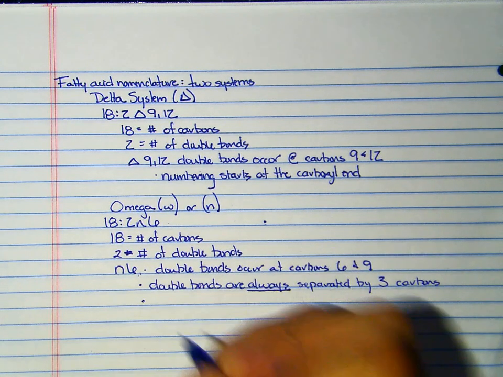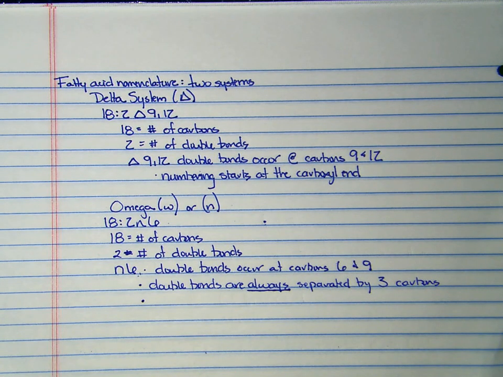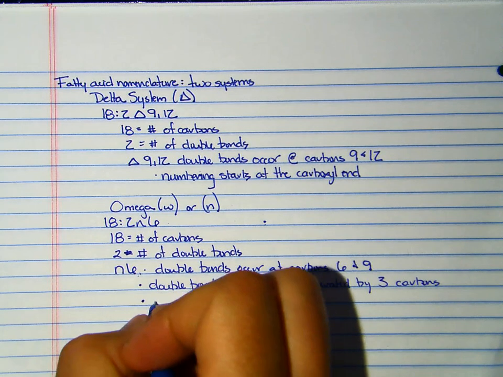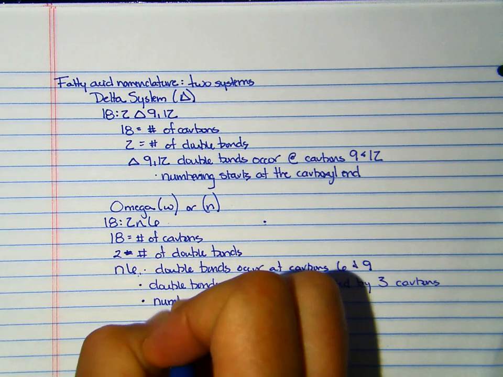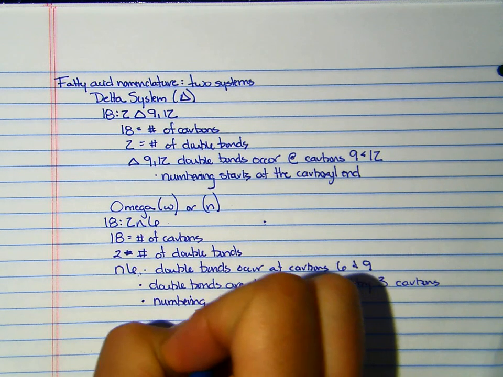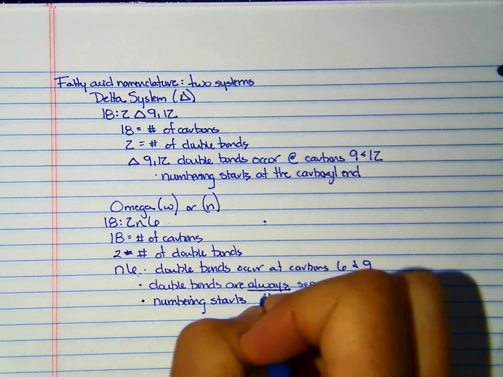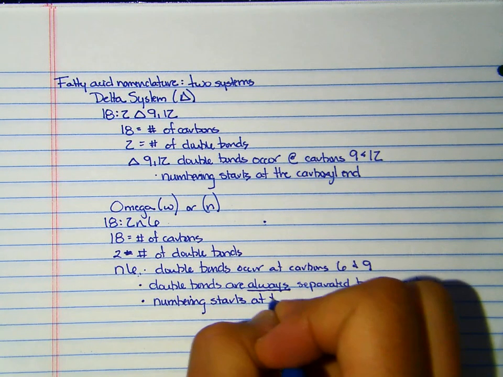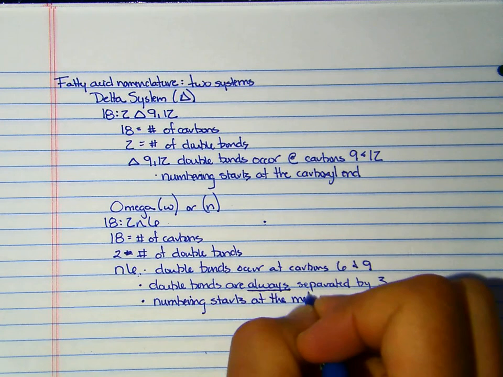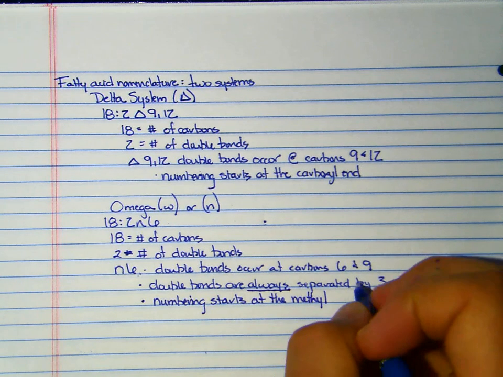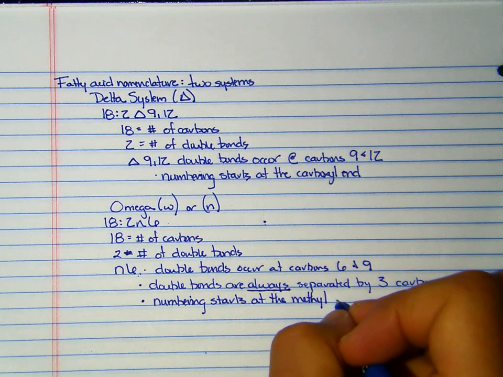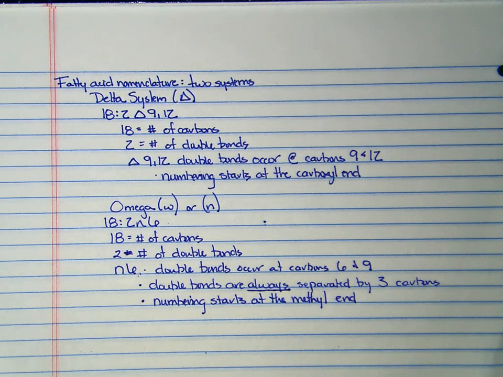Okay, the other difference between the omega system and the delta system is the numbering. It starts at the methyl end, okay, or the omega end, alpha and omega. The last carbon's the omega carbon.